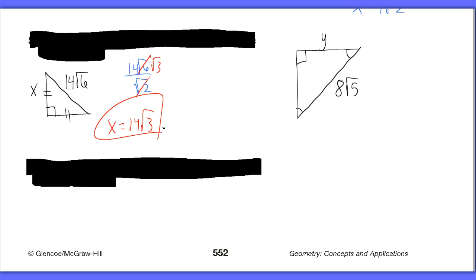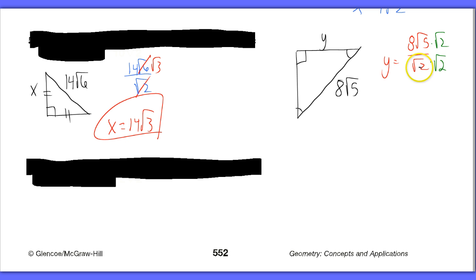In the next example, we have the same scenario. We have the hypotenuse, and we want to get to the leg. So we're going to take this 8 root 5 and divide it by root 2 to get y. So y is 8 root 5 over root 2. Now, unlike the previous one, this time those two square roots aren't both even. They can't simplify with each other. So we're going to have to rationalize the denominator, multiply by root 2 over root 2.